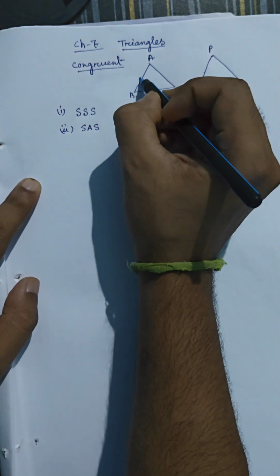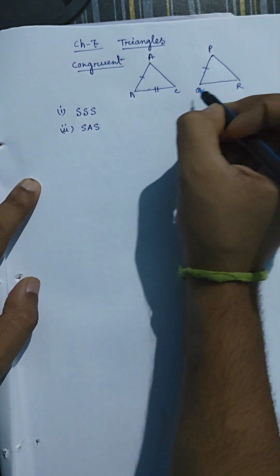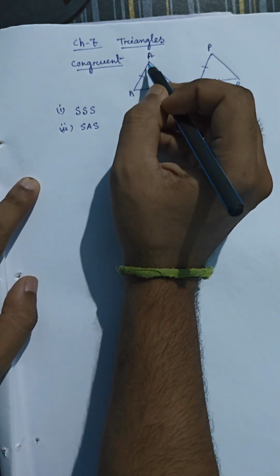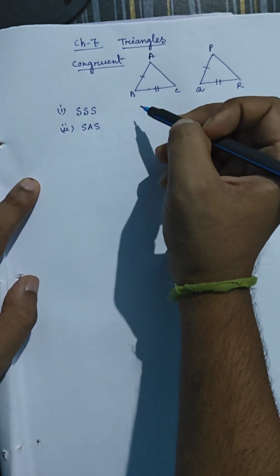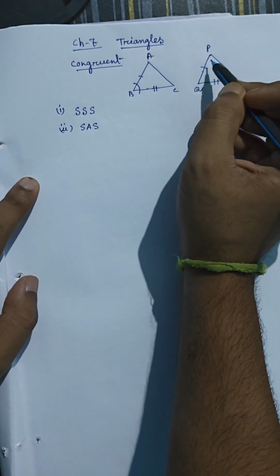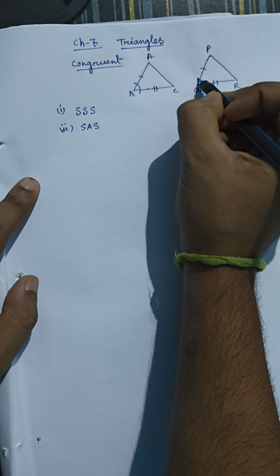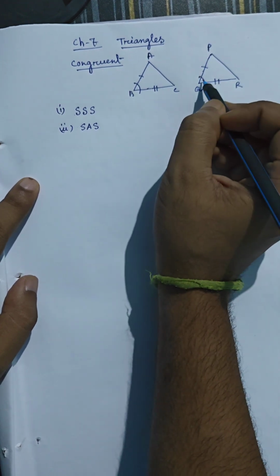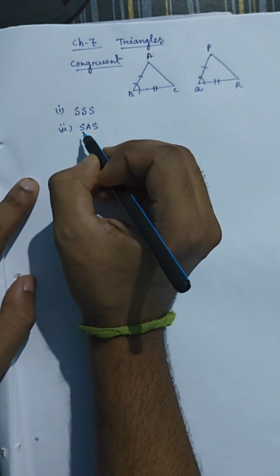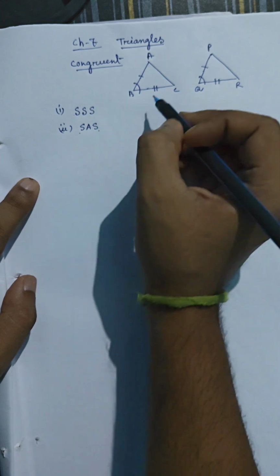For example, AB is equal to PQ and BC is equal to QR, and the angle between sides AB and BC, that is B, is equal to the angle between the two sides PQ and QR, that is Q. Then we can apply this SAS, meaning two sides and the angle between these two sides.